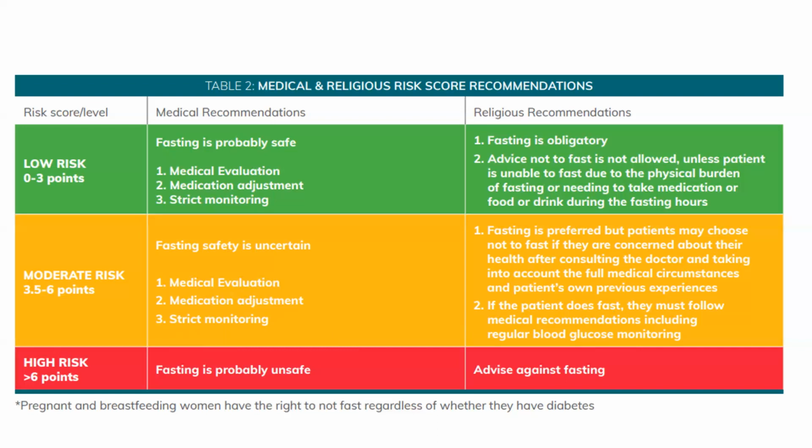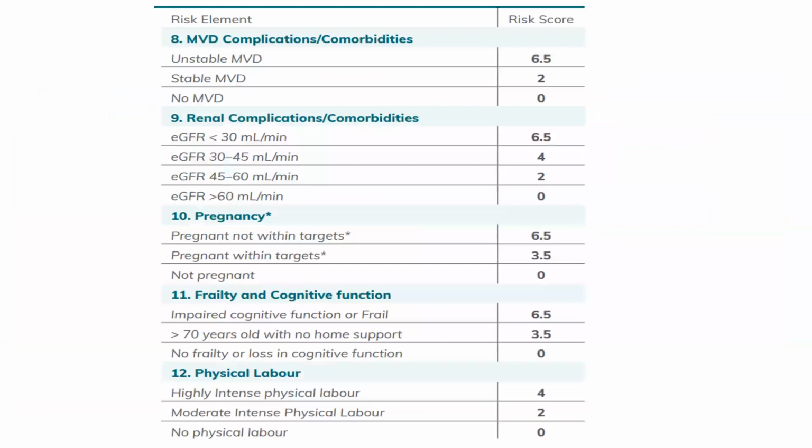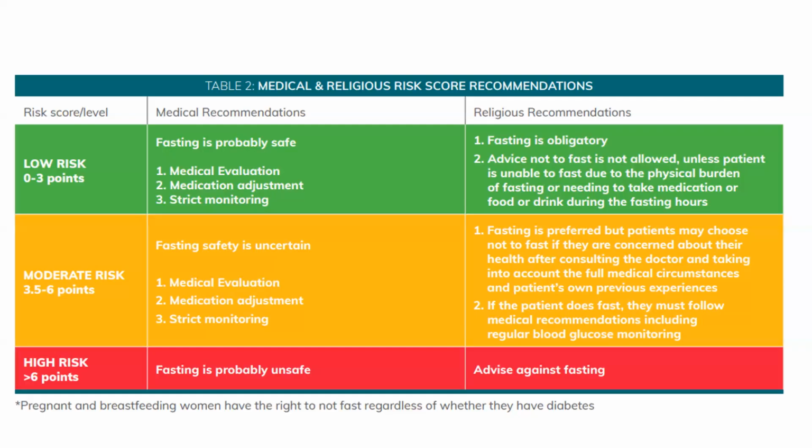High risk patient, more than 6 points when added up, fasting is unsafe, and even the religious recommendation is strictly against fasting. Remember, as I mentioned, pregnant and breastfeeding women have the right not to fast, regardless of whether they have diabetes or not. So this is extremely important. And then we also looked at that risk scoring, where if they have blood glucose off target, that is 6.5 directly, and even if the blood glucose is in target, it is 3.5. But pregnancy and breastfeeding itself, they have a right not to fast regardless of whether they have diabetes or not.